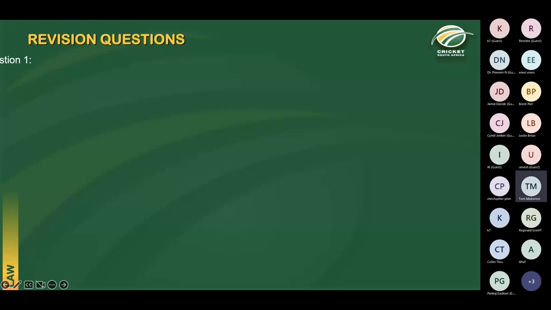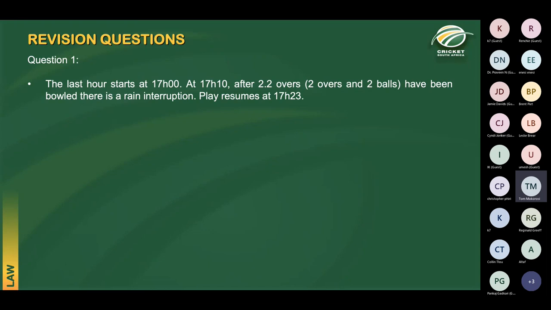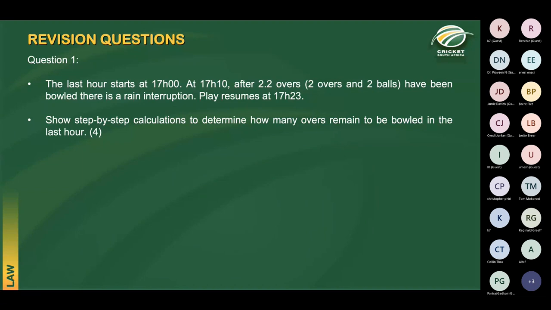Revision questions from Monday involved the last hour. The last hour starts at 1700 hours. At 1710, after 2.2 overs have been bowled, there is a rain interruption. Play resumes at 1723. Show step-by-step calculations to determine how many overs remain to be bowled in the last hour.